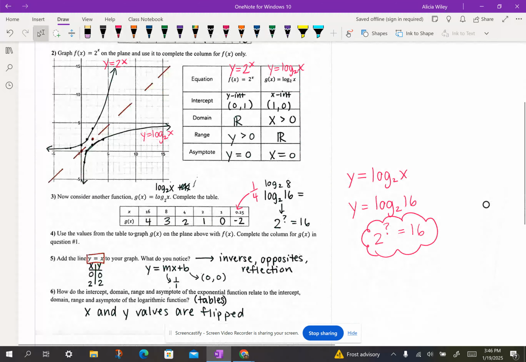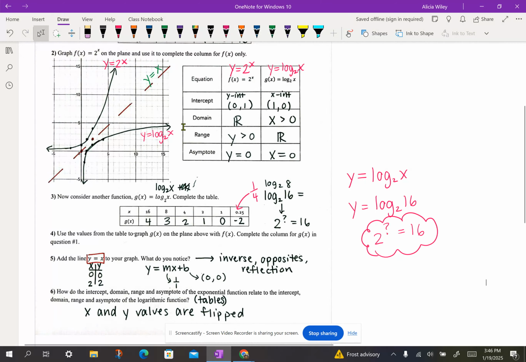The next thing they said is to add the line y equals x to your graph. And y equals x is the easiest line to graph. You could think of it as slope-intercept form, but I just picked a couple values for x. If x is 0, if I plug it in, y equals 0, so that's the point (0, 0). If x is 2, y equals 2. Plugging it in, I get (2, 2), and you can see I graphed that up here. That's what this dashed line here is. This dashed line is the line y equals x.